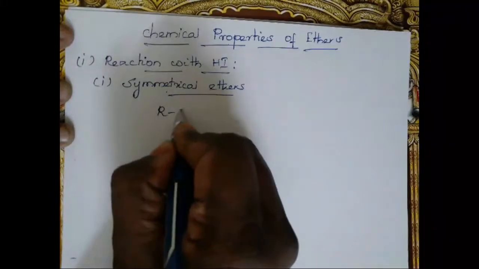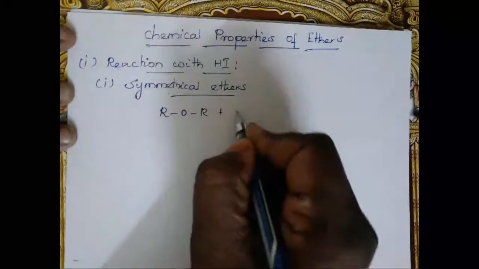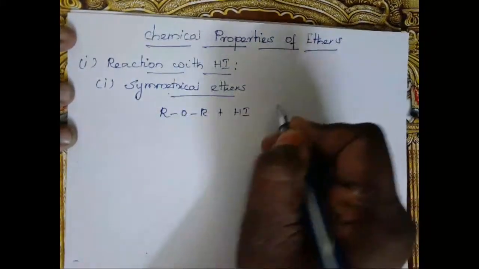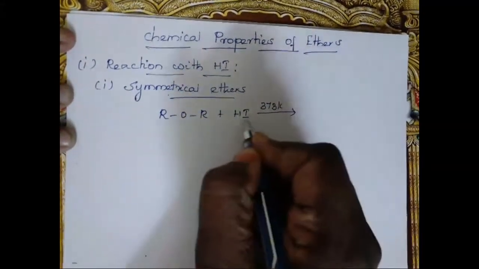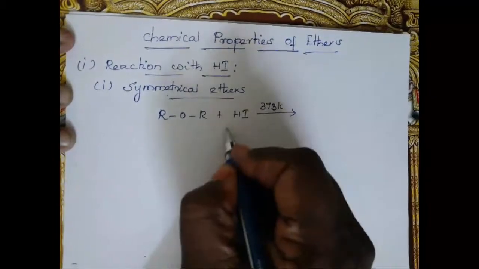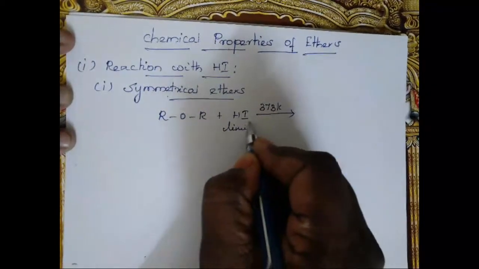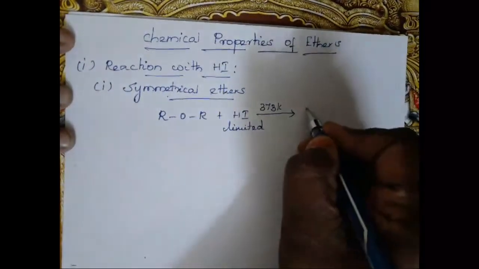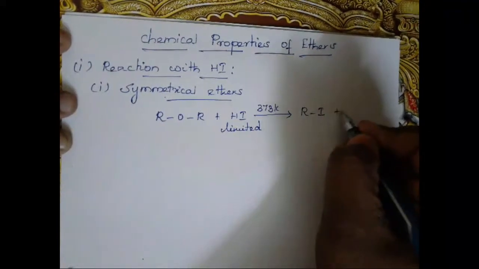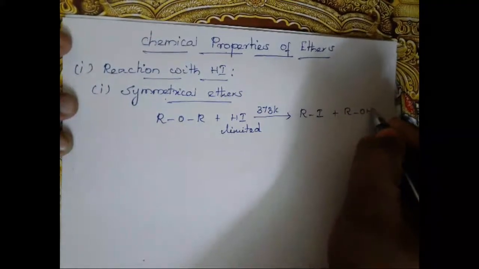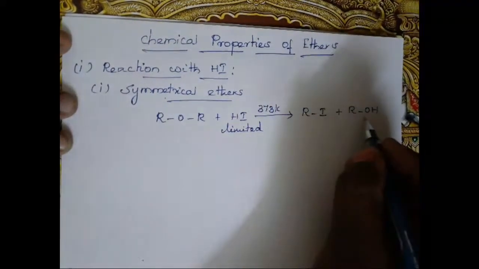When symmetrical ethers react with hydrogen iodide at 373 Kelvin, here we are going to take hydrogen iodide in a limited amount. We will get RI and ROH, alkyl iodide and alcohol.